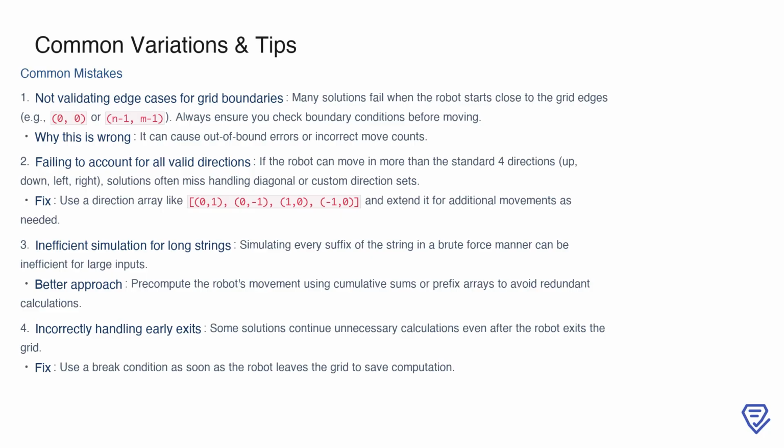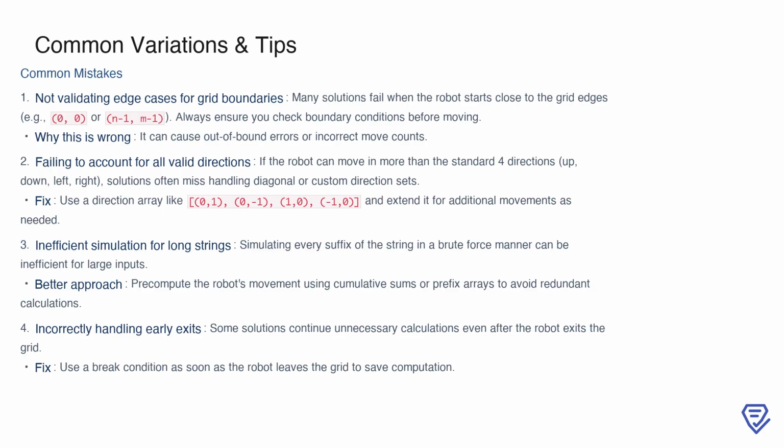Additionally, inefficiencies in simulation can be a problem, especially when dealing with long instruction strings. Brute forcing every suffix is computationally expensive. Instead, pre-compute the robot's movement using cumulative sums or prefix arrays to optimize the process. Lastly, some solutions fail to include early exit conditions when the robot leaves the grid.